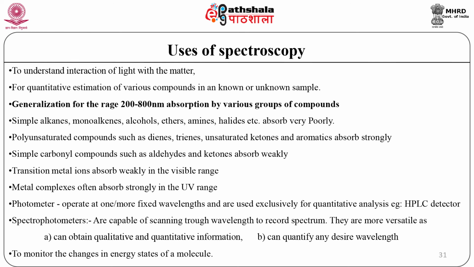Polyunsaturated compounds such as dienes, trienes, unsaturated ketones and aromatics absorb strongly, whereas simple carbonyl compounds such as aldehydes and ketones absorb very weakly. Transition metal ions absorb weakly in the visible range. Metal complexes often absorb strongly in the UV range. Photometers can operate at one or more fixed wavelengths and are used exclusively for quantitative analysis, for example in an HPLC detector.